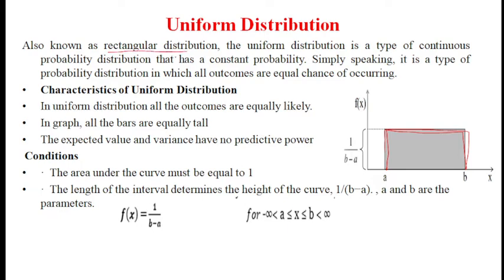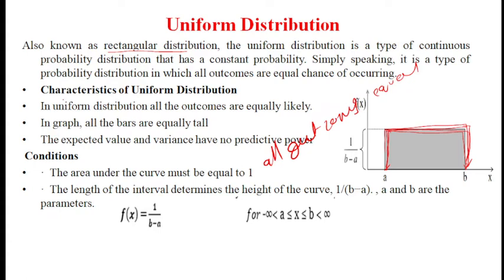The uniform distribution is a type of continuous probability distribution that has constant probabilities. Simply speaking, it is a type of probability distribution in which all outcomes have an equal chance of occurring. All outcomes should be equal. Here you can see for A and B the outcome should be the same. This is the reason we call it a rectangular distribution.